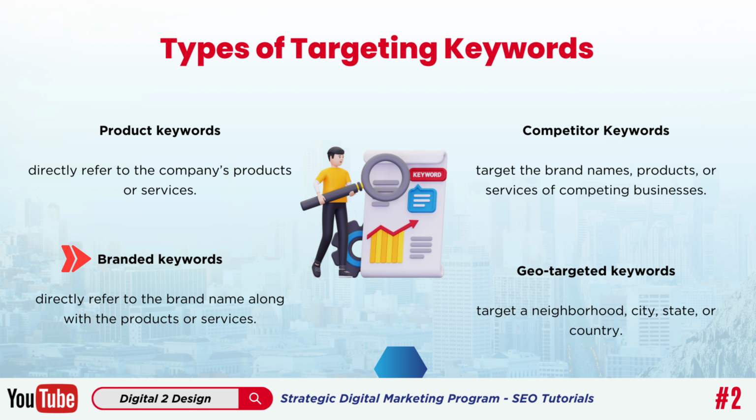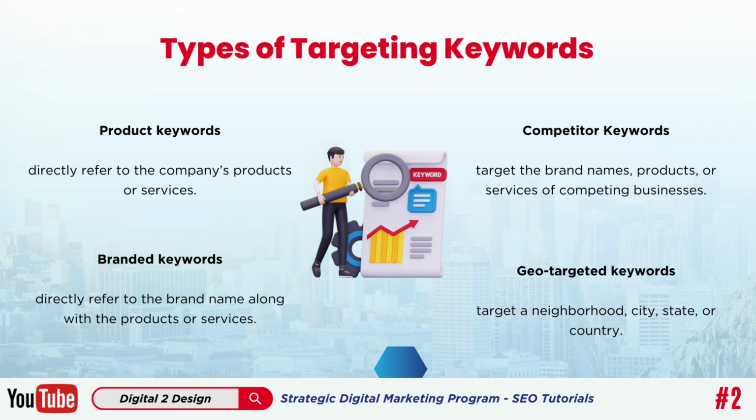Branded keywords are similar but focus on the brand name. For example, if you're doing SEO for a retail company selling multiple brands like Nike, Adidas, Puma, and Skechers, you need to use their brand names in your keywords. Competitor keywords also target brand names but focus on the competition.